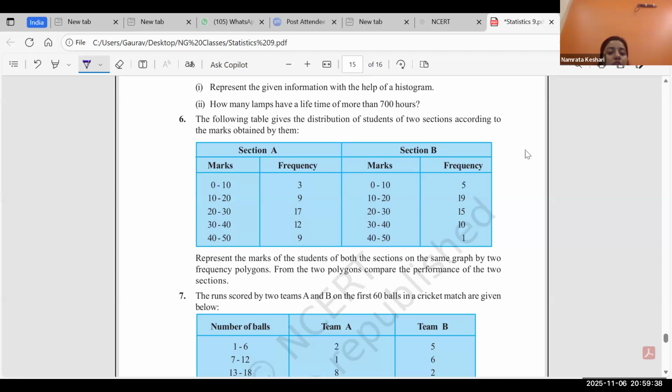Now represent the marks of the students of both sections on the same graph by two frequency polygons. We have to draw two frequency polygons. So far I have not explained how to draw the frequency polygon without the help of a histogram. I was explaining with the help of the histogram how you can proceed. Without a histogram, how can you draw? Let's see that. From the two polygons, compare the performance of the two sections.